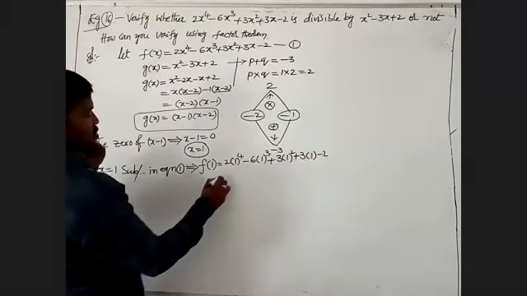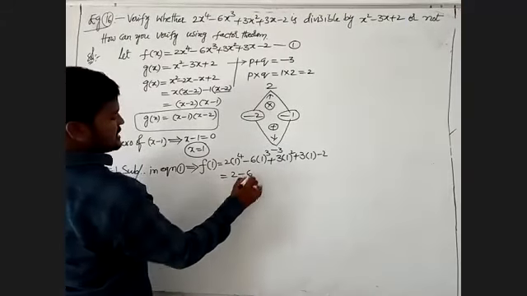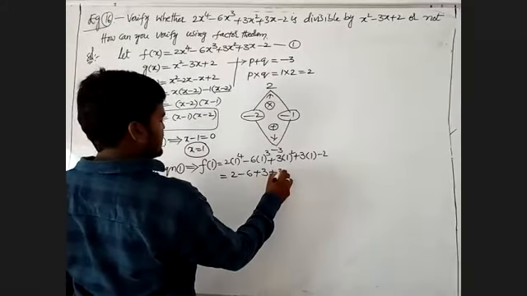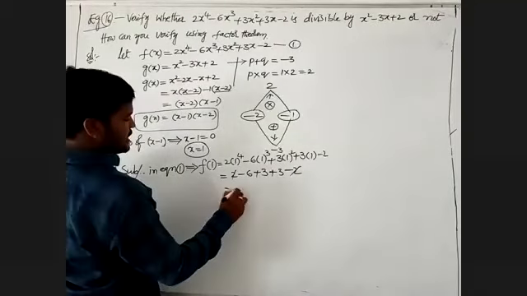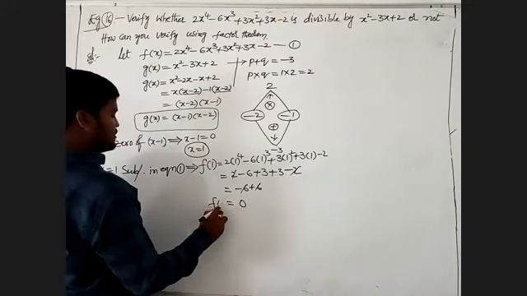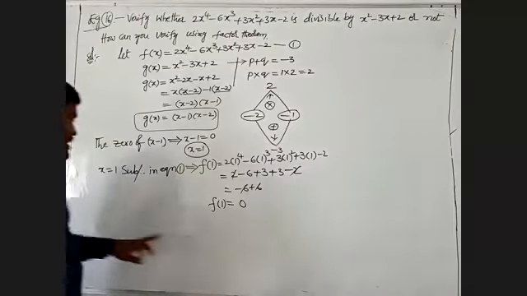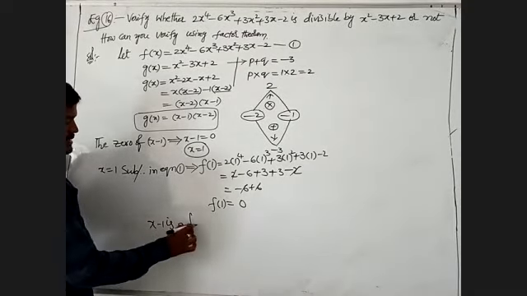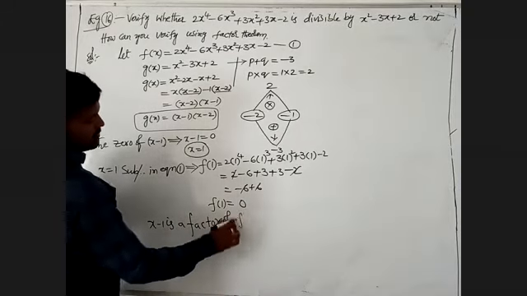Right. 2 into 1 power 4 is 2. 6 into 1 cube is 6. 3 into 1 square is 3. After that, 3 ones are 3. Remaining is minus 2. Minus 2 and plus 2 will be cancelled. Remaining is minus 6 plus 6, both will be cancelled. The remainder will be 0. The remainder being 0 means x minus 1 is a factor of f of x.